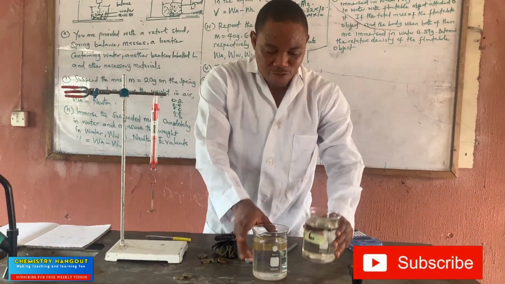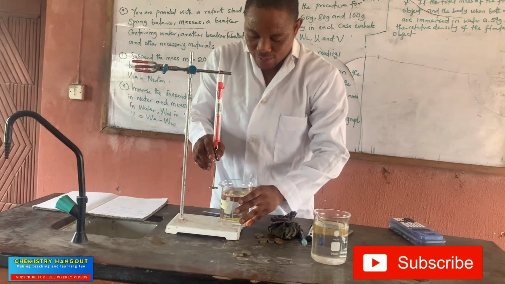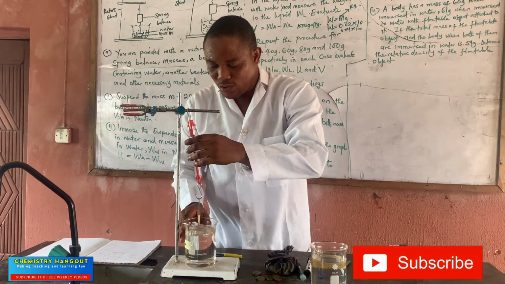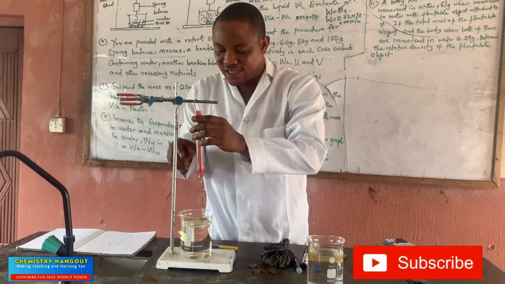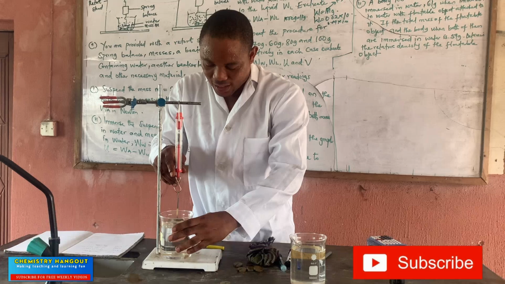So let's go now for kerosene labeled L. Can you see that? Let's go for kerosene now. Don't forget the rule. It must not touch the side of the beaker or the bottom of the beaker. I want to believe you are clear. So let's go.